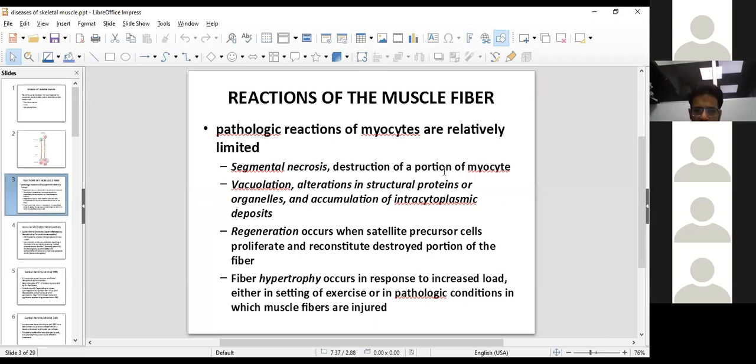Regeneration occurs when satellite precursor cells proliferate and reconstitute destroyed portions of the fiber. But regeneration in the muscle is a slow phenomenon, and it's not how muscle usually recovers after injury. In rare instances, there might be some regeneration of muscle fibers. Then you see fiber hypertrophy, which occurs in response to increased overload, either in the setting of exercise or in pathologic conditions in which muscle fibers are involved.